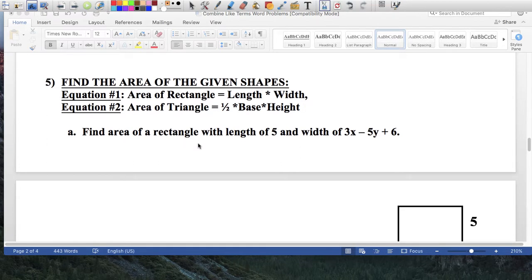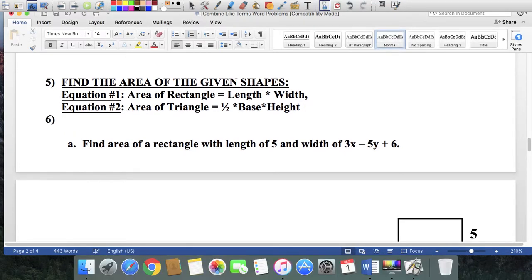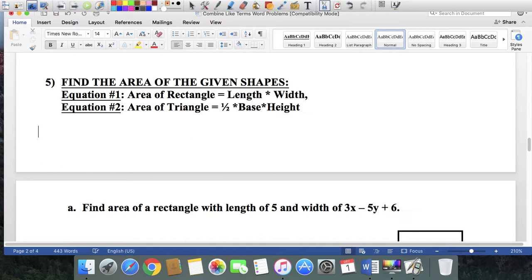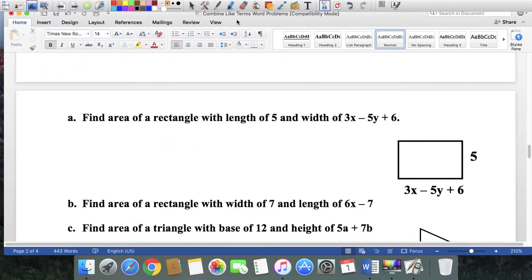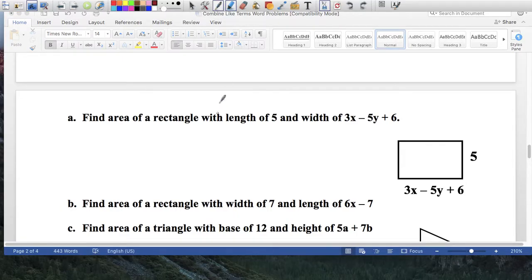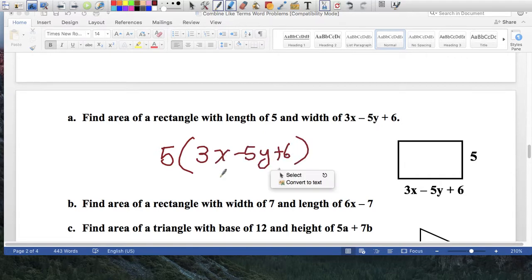Let's find something. Find the area. Okay, so area is base times height. So we can do 5, right? We're going to find the area. And we're going to do 5 times 3x minus 5y plus 6.